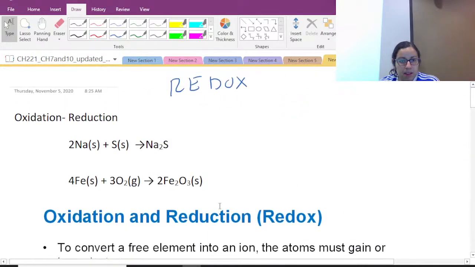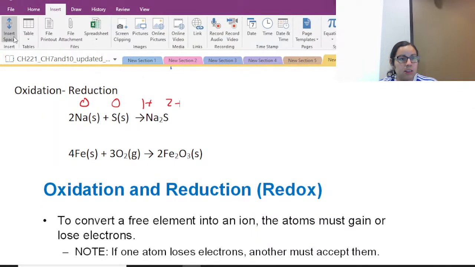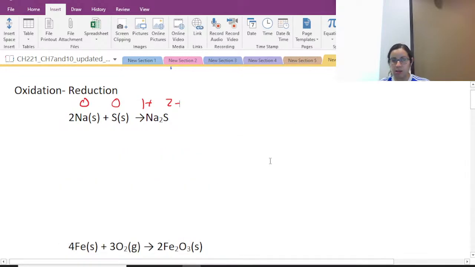Now let's go back and determine what a redox reaction is. What's going on? Let's analyze this one. What's the oxidation state of sodium? 0. What's sulfur? Also 0. And then what about in the product? Now sodium is 1+, and sulfur is -2. Excellent. Now we can start to understand what a redox reaction truly is.